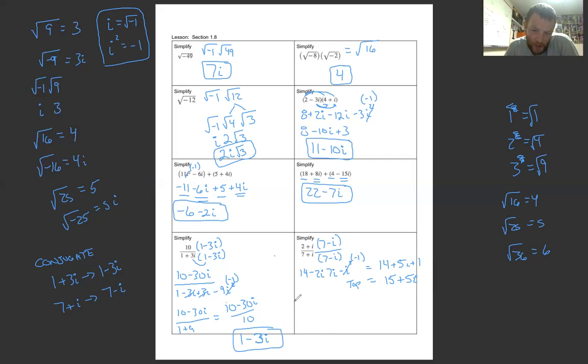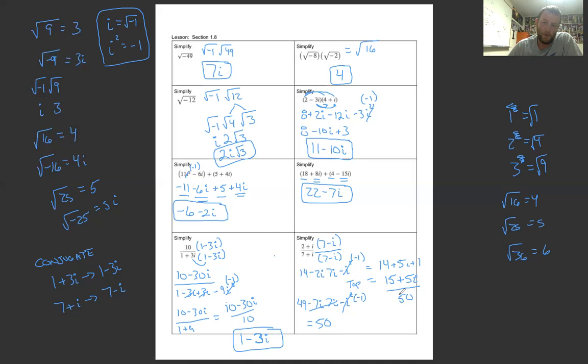7 times 7 is 49. 7 times -i is -7i. i times 7 is 7i. Notice those will cross off. And i times -i is -i squared. That goes to -1. Those cross off. 49 minus a -1. So that'd be 49 plus 1, 50. So the bottom is 50.